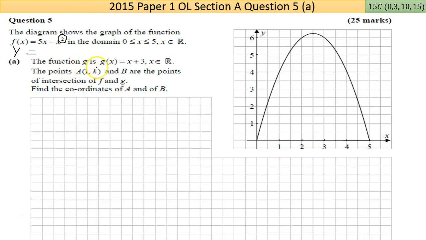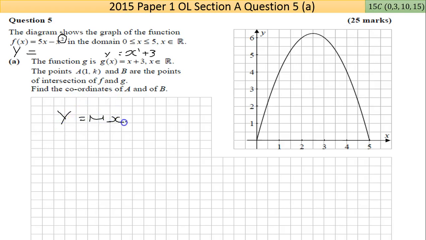Now the function g is given here, g of x equals x plus 3. Again, you can say y equals x plus 3. This is linear because it has a power of 1 on the x, it's the greatest power. I can tell from this that this particular line, written in that form, is in the form y equals mx plus c.